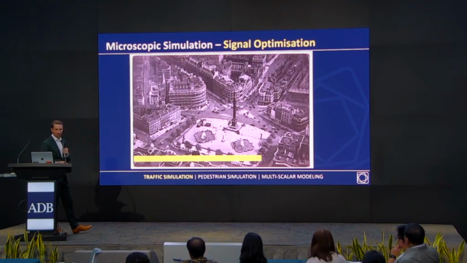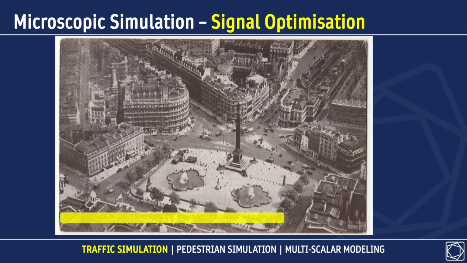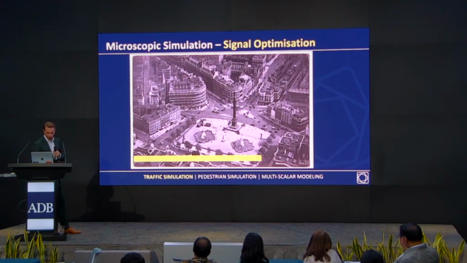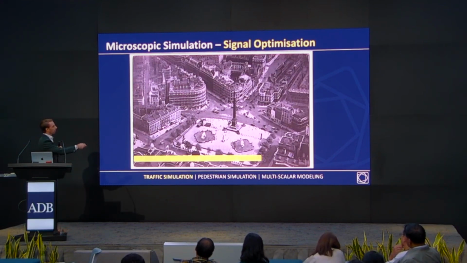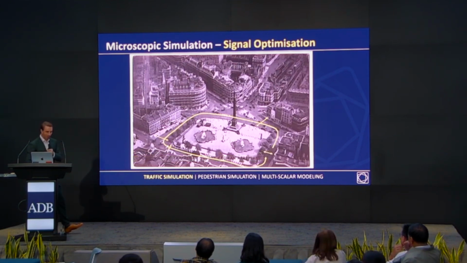Does anyone know where this is? This is the city of London. It's a very old photograph, as you've probably guessed. It's of a time when London had a much, much smaller population, much, much fewer vehicles, and it's arguably one of the hearts of the city center. It's called Trafalgar Square, yes.